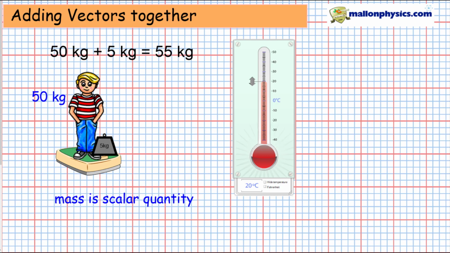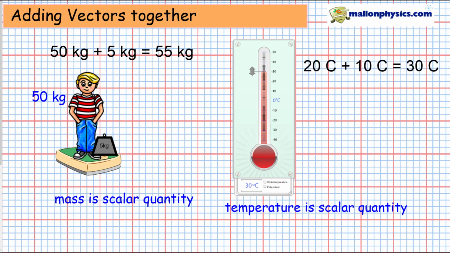Now temperature is a scalar quantity too. So one particular day the outside temperature was 20 degrees Celsius, and if the temperature rose by 10 degrees it would become 30 degrees Celsius. Once again, because temperature is a scalar, you just add on the numbers. 20 degrees Celsius plus 10 degrees Celsius equals 30 degrees Celsius.